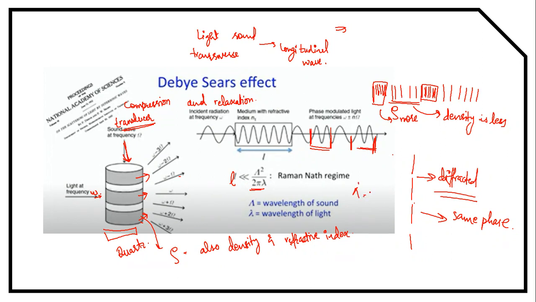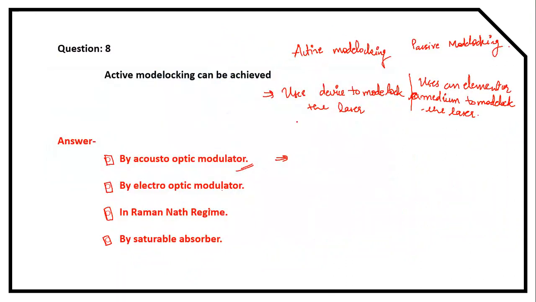Here Λ is the wavelength of sound, and this λ is the wavelength of light. So basically, if this length is lesser than this particular relation, if it follows this relation, then only you will get the Debye-Sears effect, and then only you will get the active mode locking. This will be discussed further in the next modules.